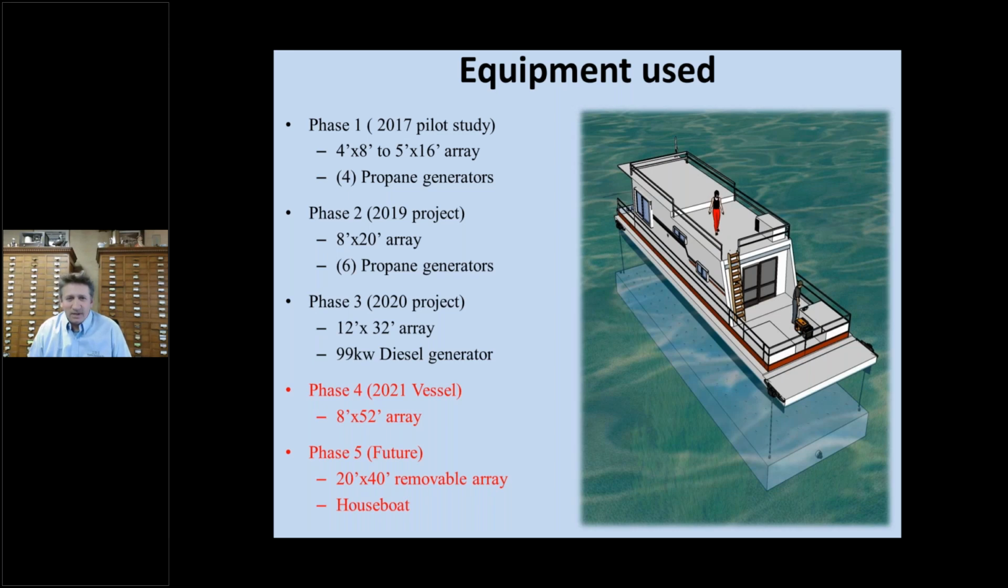Then in 2019, last year, we built a new boat, and it had an array that was 8-foot by 20, powered by 6 propane generators. After doing that trial, we realized we still needed to bump this up a little bit more. So this last winter, we built another boat, and it has an array of 12-foot by 32-foot, and it's powered by a 99 kW diesel generator.